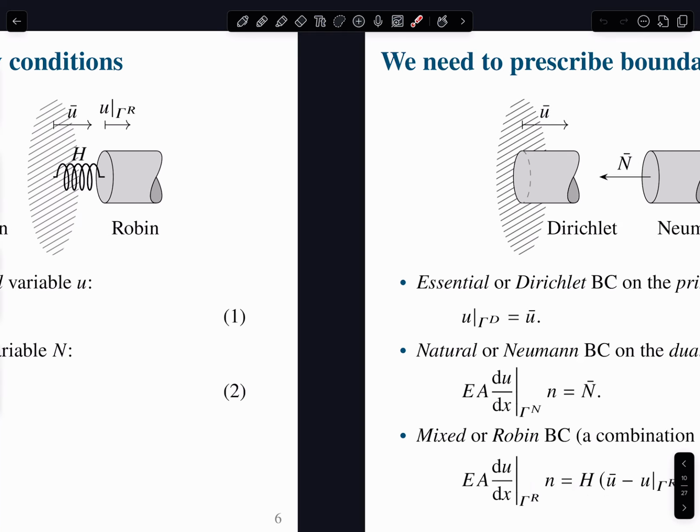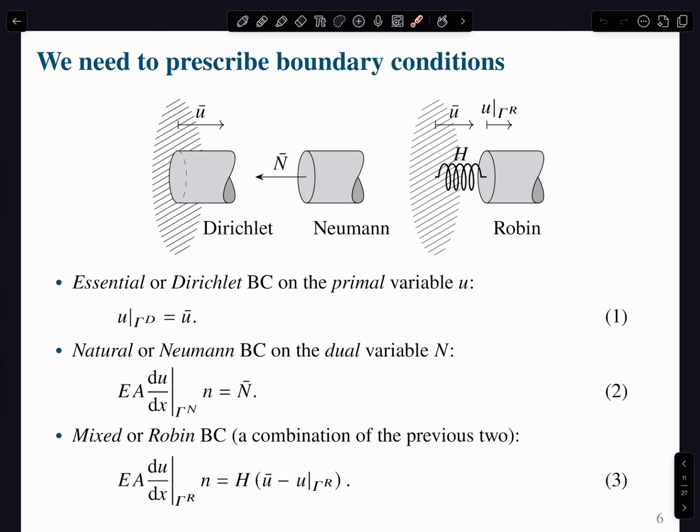And then finally, we have the so-called mixed or Robin boundary condition. You could think of the Robin boundary condition as some sort of combination between these two previous types of boundary conditions. To visualize what a Robin boundary condition is, imagine that you have the end of the bar, but now that end of the bar is being attached to Earth through a spring.